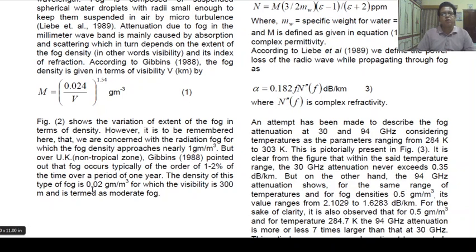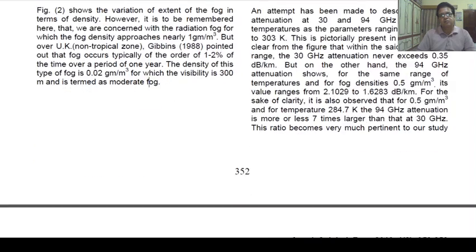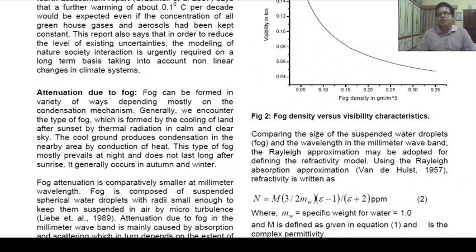The density of this type of fog is 0.02 gram per meter cube, for which the visibility is 300 meter, and it is termed moderate fog. If we compare the size of the suspended water droplets, that means fog, and the wavelength of the millimeter waveband, the Rayleigh approximation may be adopted, defining the refractivity model.